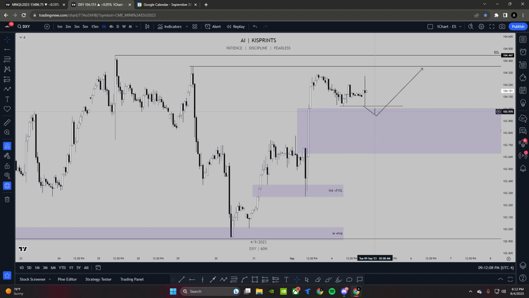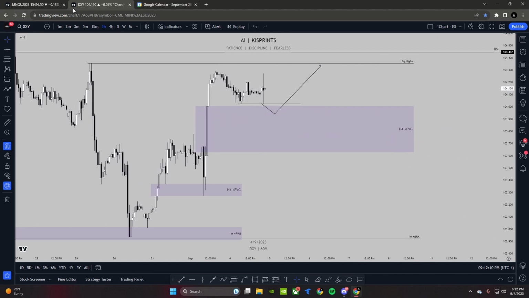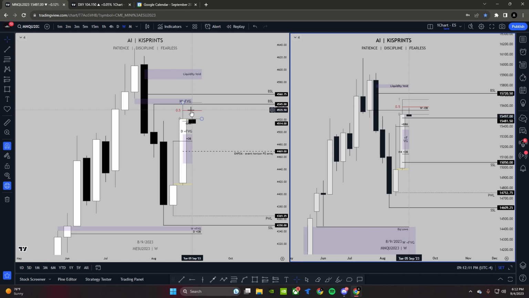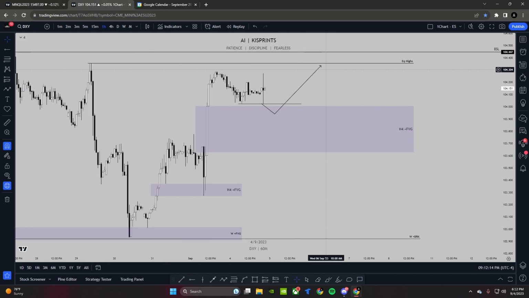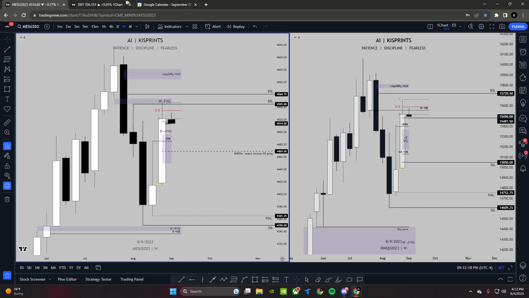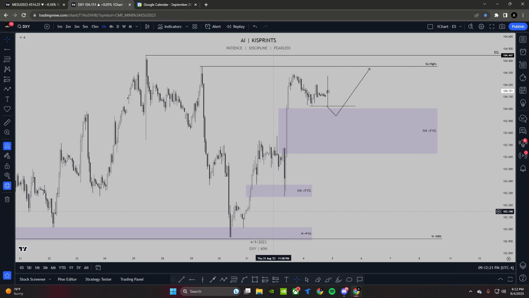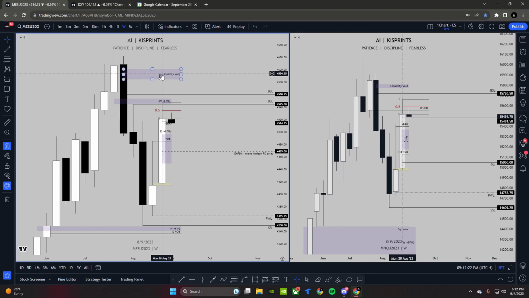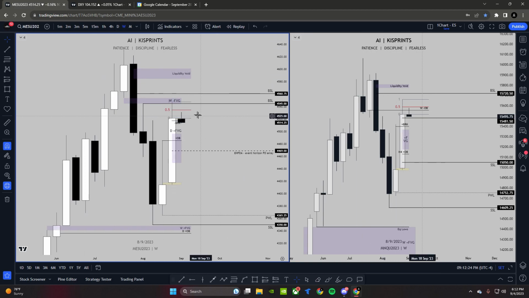And once we tap into that 4-hour fair value gap and that 50% of the weekly wick on the indices, dollar higher, indices lower. And now that we have our gauge on bias on the dollar, let's focus on the indices now. So we're on the weekly right now, and I already mentioned mark out your weekly 50% or consequent encroachment of the previous week wick.